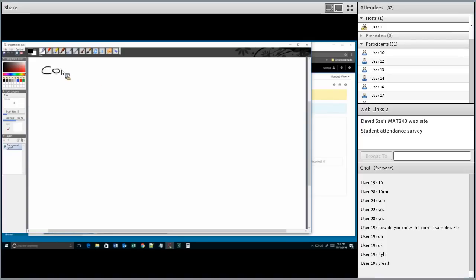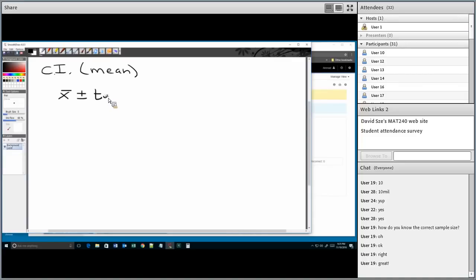So I'm just going to say CI, confidence interval for the mean. Okay, and here's the formula for it. First I'm going to do it with the formula, and then I'll show you how to do this in StatCrunch. The formula is x bar plus or minus. Again, this will give you a lower limit and an upper limit.